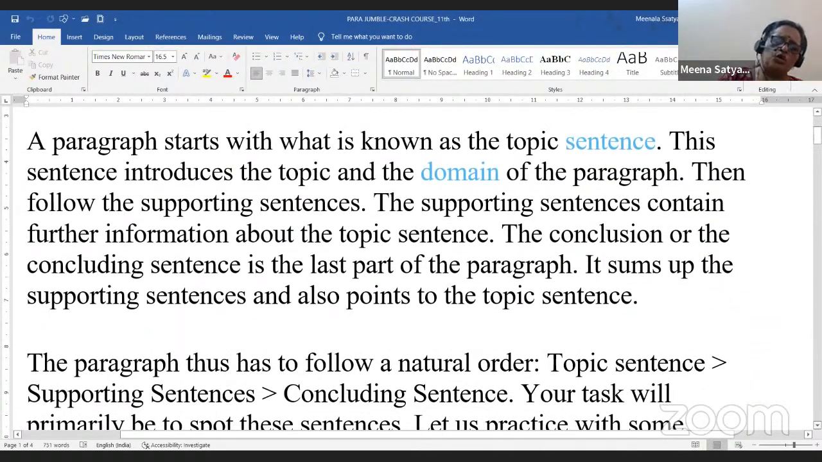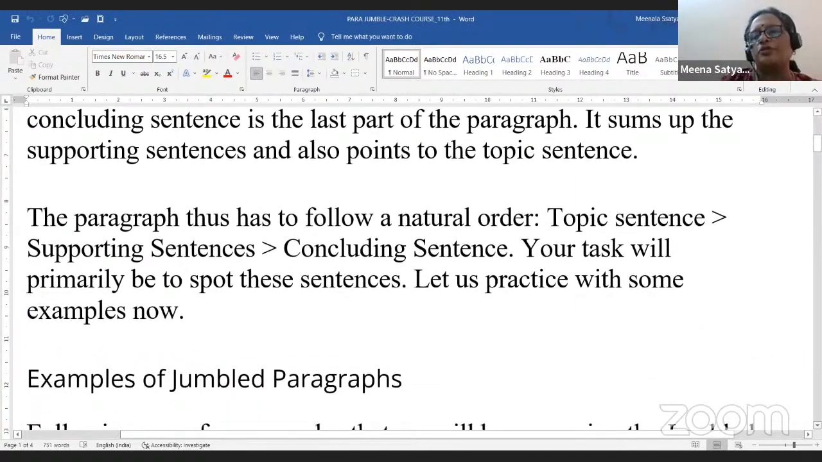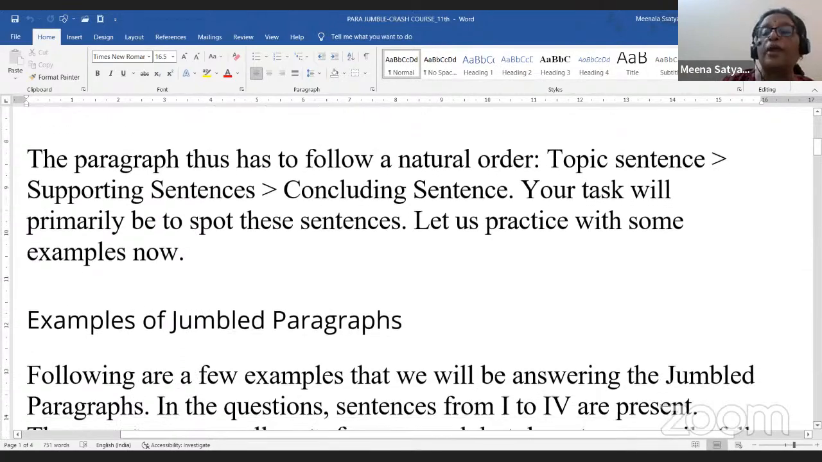Usually para jumbles start with a topic. A paragraph always starts with the topic sentence. The sentence introduces the topic and the main domain, the core of the paragraph, and then supporting sentences follow. Then sometimes you get information, illustrations or examples. The concluding sentence is the last one. Now, the basic idea is that the paragraph will be in this order: the topic sentence, supporting sentences, concluding sentence. Now, here we have to do some kind of practice.